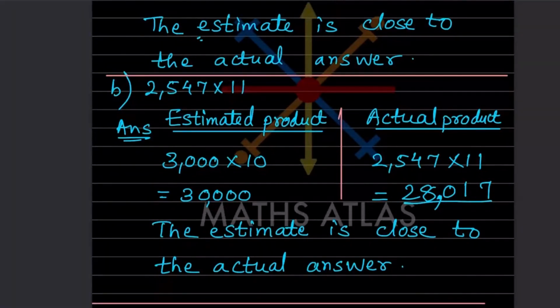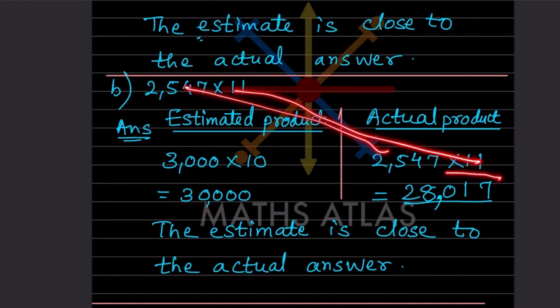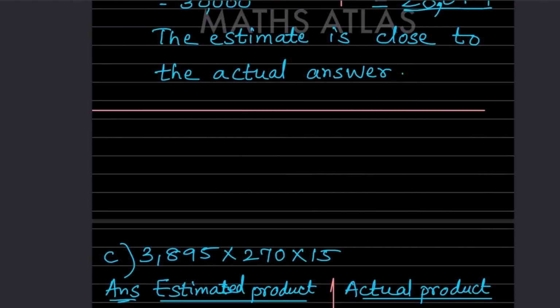Now again here this 2,547 becomes 3,000 and 11 turns out to be 10. So it's easy, 3 ones are 3 and 4 zeros. But you are going to put the commas after 3 and then 2. Then the same number you are going to do here. Again, you will multiply it. I have written the direct answer. So, estimate is close to the actual answer.